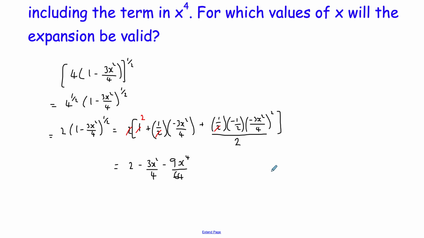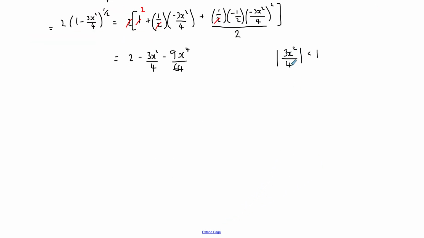For what values is the expansion valid? It is valid when 3x squared over 4 is less than 1, we need to make that be an x. So I'm going to times by 4 and divide by 3. And I'm going to square root.